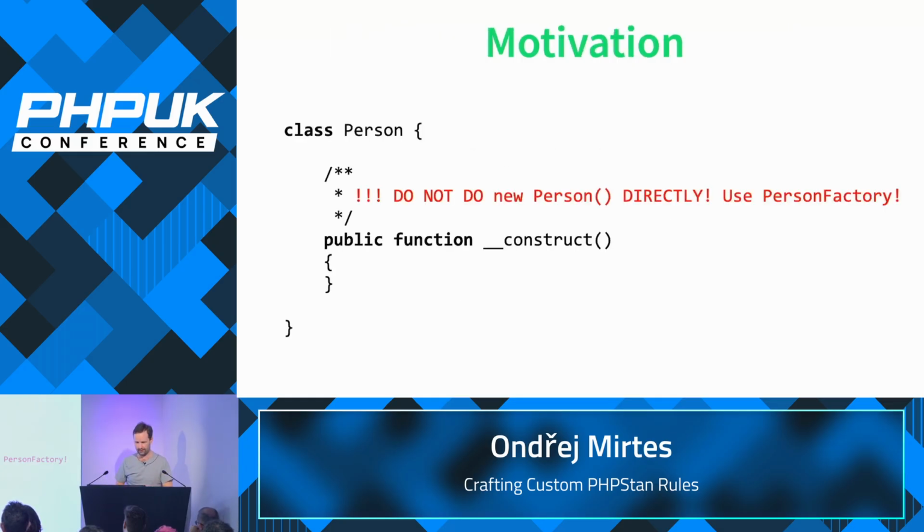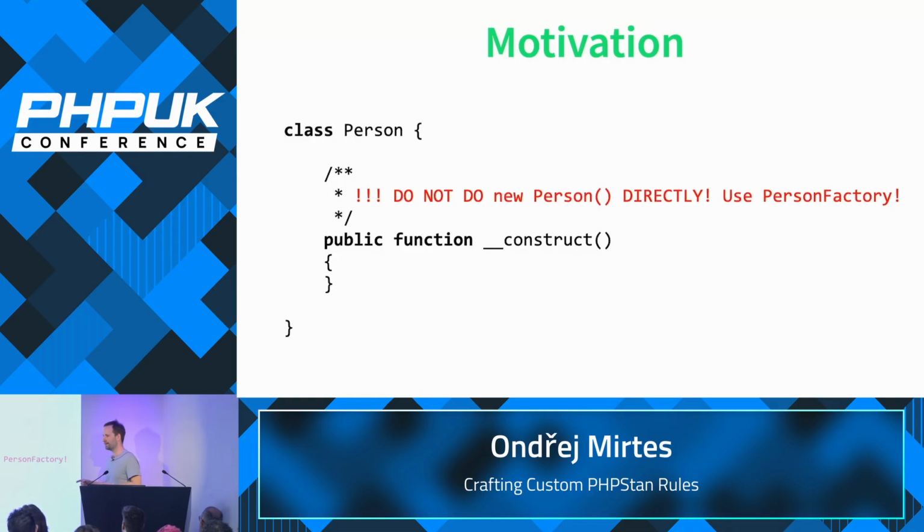Okay, so this is the motivation. Without custom rules, without some kind of automated check, you need to rely on the fact that the developer working with your code is going to read the comment, right? You have class Person, and the constructor says that you should not instantiate new Person directly. You should instead use PersonFactory. So if someone is working with your code, you rely on the fact that they are going to read this comment and they are going to follow it. But of course, this should be enforced with a custom rule.